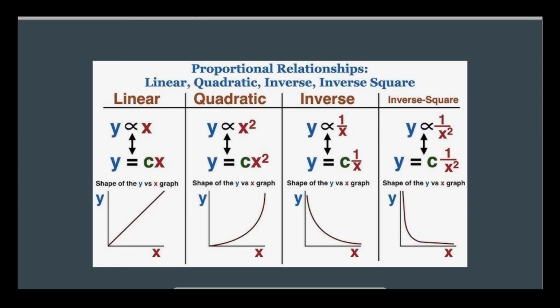All right, and then one thing I want to mention here is the types of relationships that you'll see. So we talked about linear, we talked about quadratic. There are a couple others that we'll see. We'll see inverse relationships where y is proportional to 1 over x. We'll also see situations where y might be proportional to 1 over x squared. And sometimes it's really hard to tell those two apart.